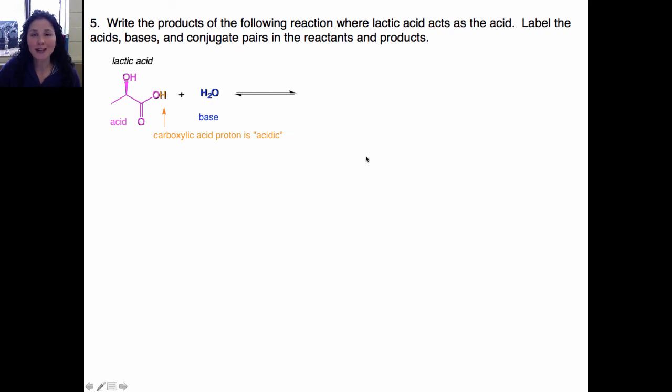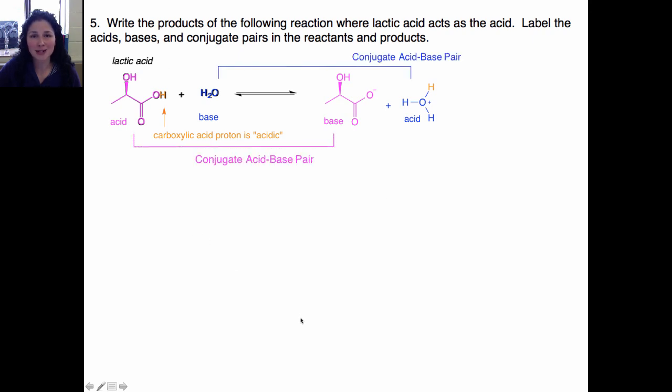So in drawing the products of this reaction, all you have to do is draw the conjugate base of lactic acid and the conjugate acid of water. These are your products. And this is the conjugate base of lactic acid, and this is the conjugate acid of water. This is H3O+. You don't have to draw the structure. You could just write H3O+. Don't forget to complete this problem by following directions and labeling the conjugate acid-base pairs.